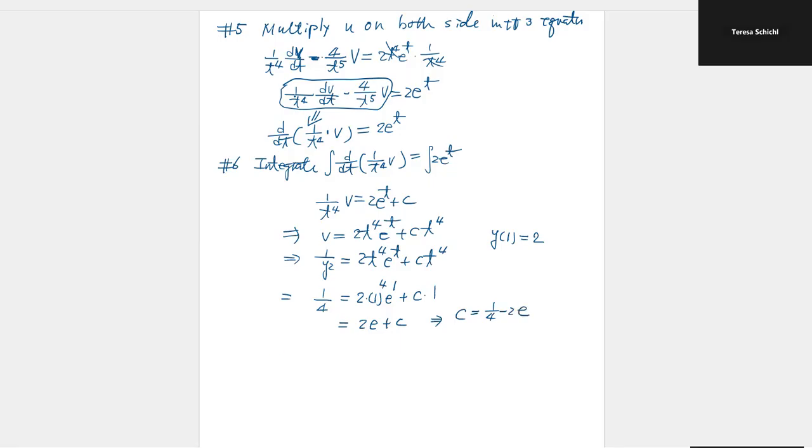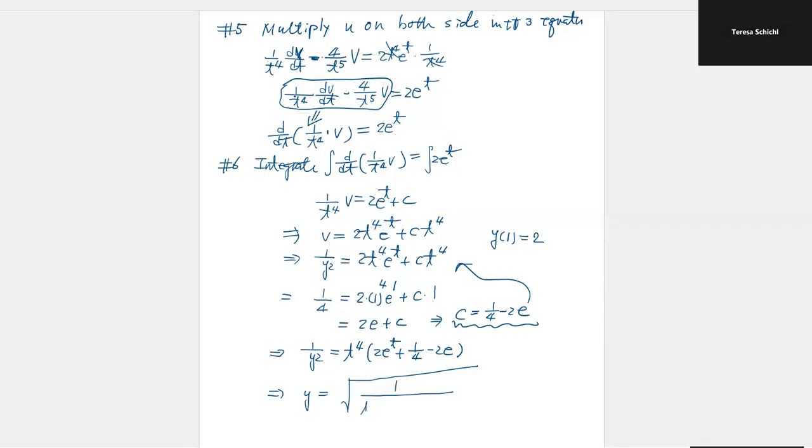So finally, you get my answer. I will have 1 over y squared equal to, I can take the t4 out, 2et plus 1/4 minus 2e. I just substitute the c back into my equation, so I can get my solution. So now y will just be, you take the square root and you flip it. So here you flip it, then this is t4 times 2et plus 1/4 minus 2e. Ta-da, we finally finished. It's a little bit tedious, but as long as you follow the same steps, define the v, find the integration factor, and substitute back, you will get it.